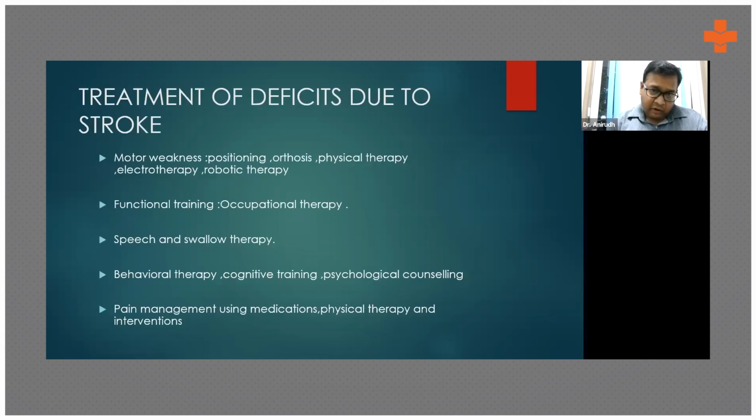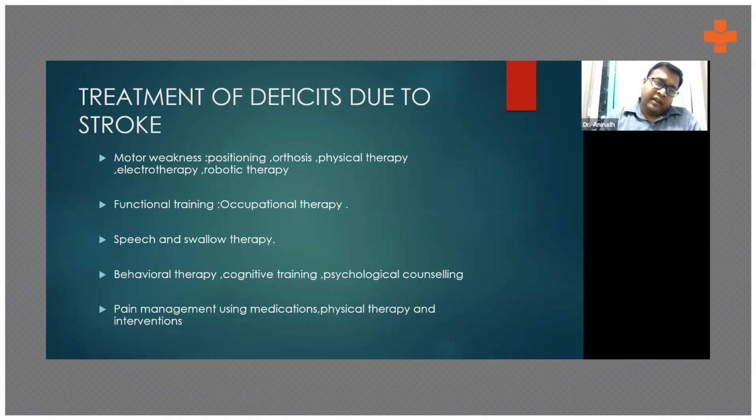Now, when we speak about the treatment of a stroke, the most common question that we face is what will be the prognosis and what will be the outcome for a patient, and for how long the rehab should be continued. So generally it is said that the first 3 months are the golden period for any stroke patient, and rehab should be started as soon as possible.